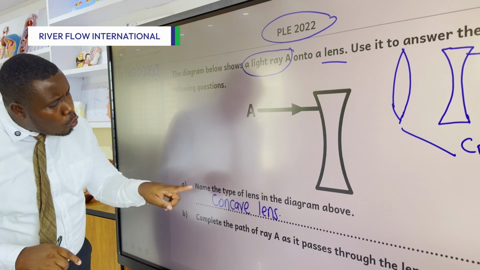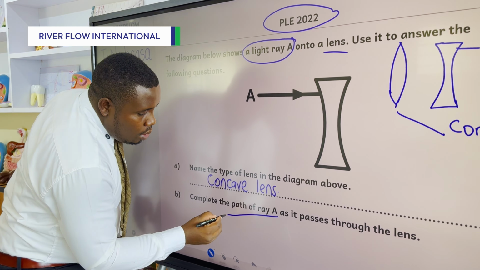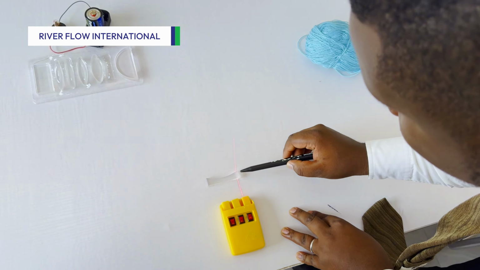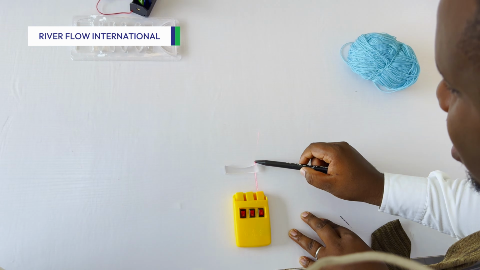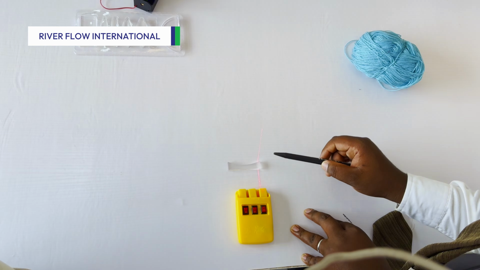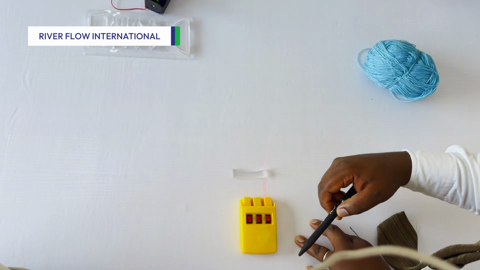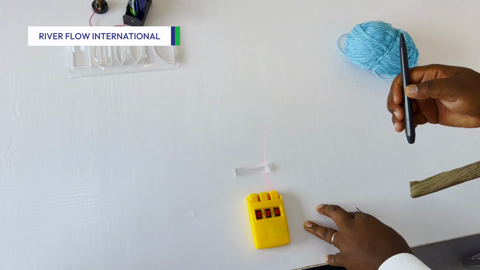Now, part of it says complete the path of ray A as it passes through the lens. I want to show you something. Look at this. This is my ray A. As you can see, it is entering the concave lens, and you see how it has moved. Instead of continuing straight, it has moved. In other words, this is a diverging lens. It diverges a ray. When a ray enters it straight, it is diverged into a different direction.